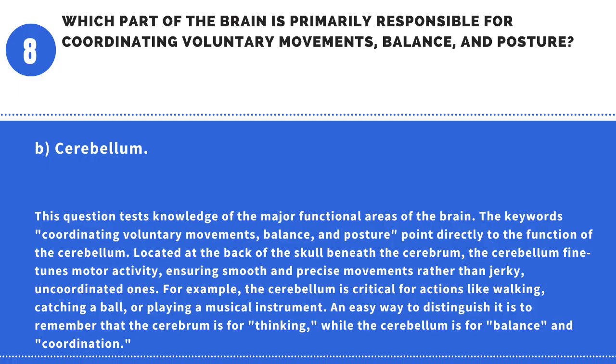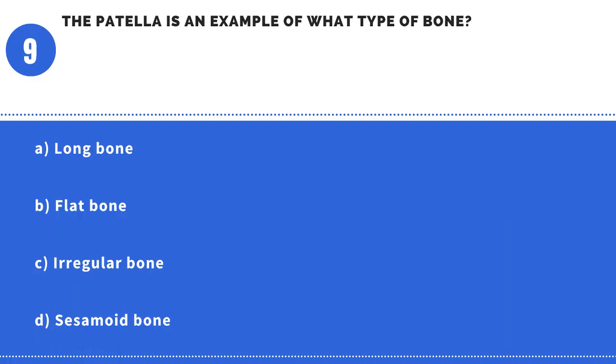The keywords coordinating voluntary movements, balance, and posture point directly to the function of the cerebellum. Located at the back of the skull beneath the cerebrum, the cerebellum fine-tunes motor activity, ensuring smooth and precise movements rather than jerky, uncoordinated ones. For example, the cerebellum is critical for actions like walking, catching a ball, or playing a musical instrument. An easy way to distinguish it is to remember that the cerebrum is for thinking, while the cerebellum is for balance and coordination.